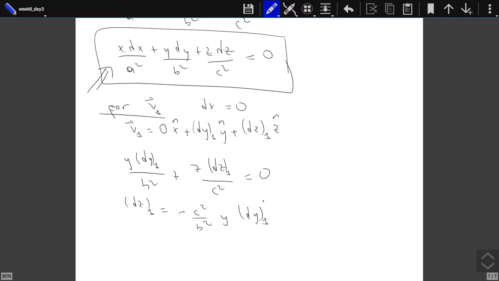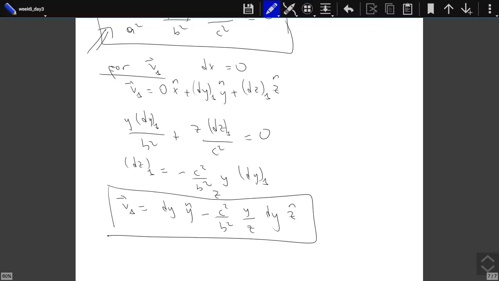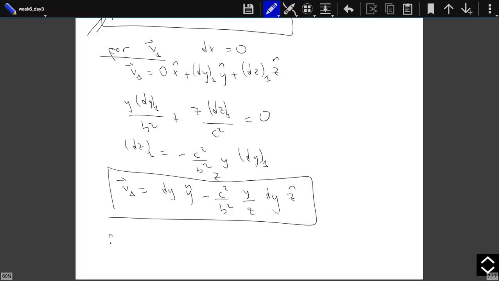Now dy1 is just dy basically. So v1 is dy in the y hat direction minus c squared over b squared y over z dy in the z direction. This is my v1. I will basically do the same thing for v2.